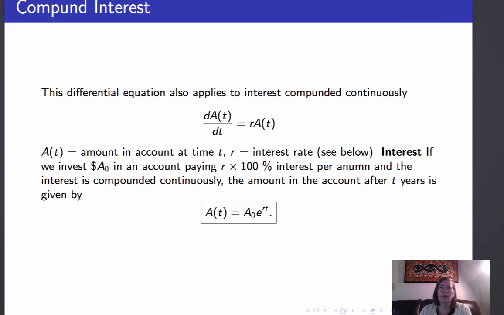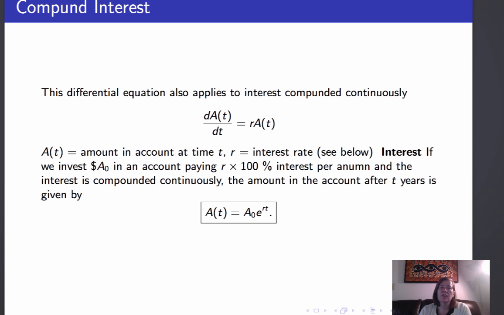One situation where our model applies fairly obviously is a situation where we've invested a certain amount of money and it grows at a certain rate of interest. The differential equation becomes the derivative of the principal amount A of t, or the amount in the account at time t, with respect to t is the rate of interest times the amount in the account. So A of t is the amount in the account at time t, and R is the interest rate. If that's given as a percentage, then it's R divided by 100 we're using.